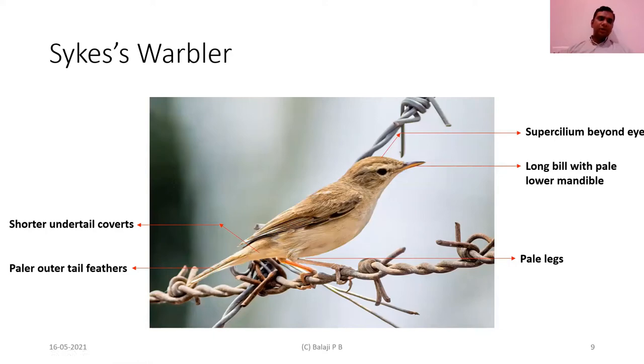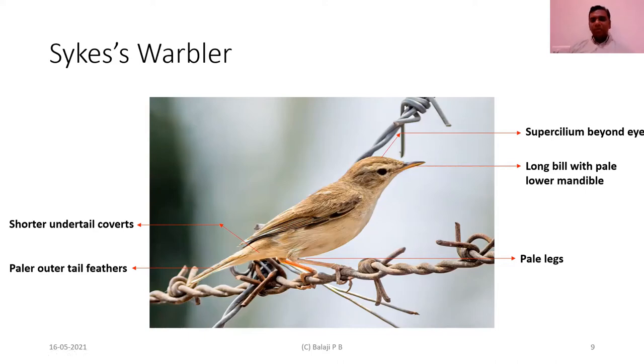Whereas if you look at the Blyth's reed warbler, which we are going to see next, it's going to be long. I'll share that picture very soon. And the other point when it comes to the booted and Sykes's warbler is the shape of the head, the angle from the beak to the head, which looks quite steep. This is something that we need to keep in mind. Other than the longer beak, it has a very steep forehead.